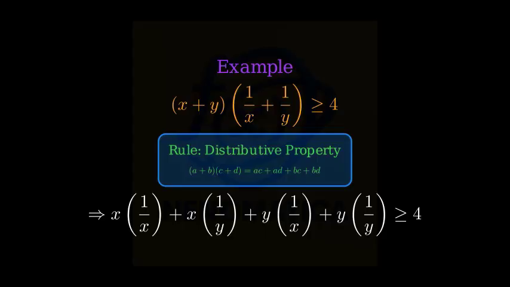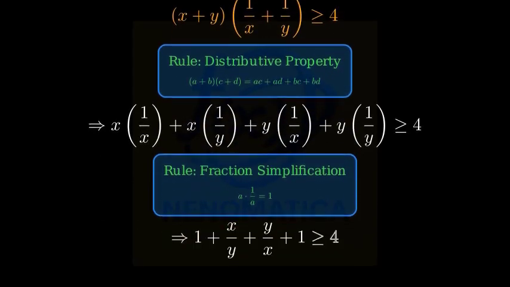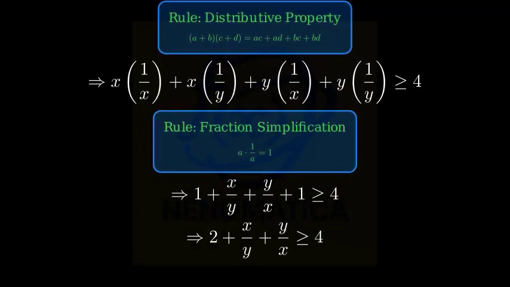Now, let's simplify the expressions. When we multiply x times 1 over x, we get 1. Similarly, when we multiply y times 1 over y, we also get 1. For the remaining terms, we get x over y plus y over x. So our inequality becomes 1 plus x over y plus y over x plus 1, which simplifies to 2 plus x over y plus y over x is greater than or equal to 4.